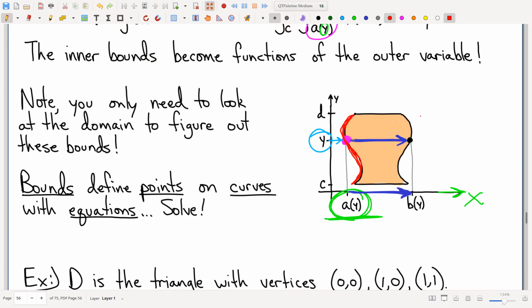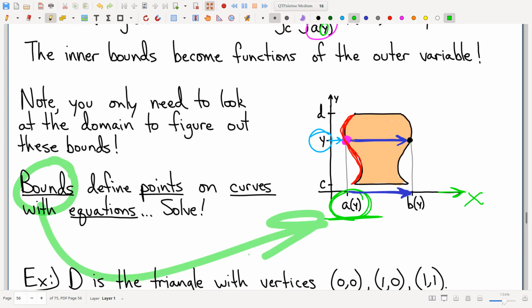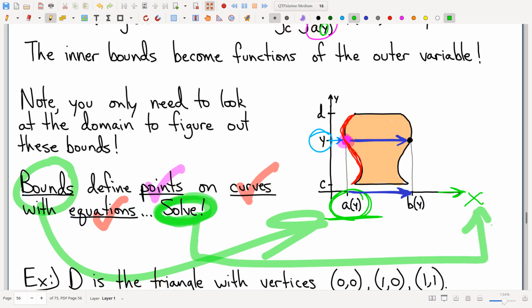And just to sort of complete that thought, these bounds that we're interested in come from understanding certain points that identify the start of the process that are on certain curves for which you can find the equation, and then you solve for the variable that bound represents. Several examples to follow, but is everybody seeing the strategy?